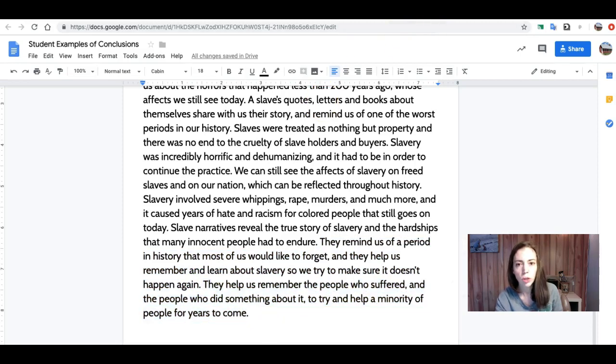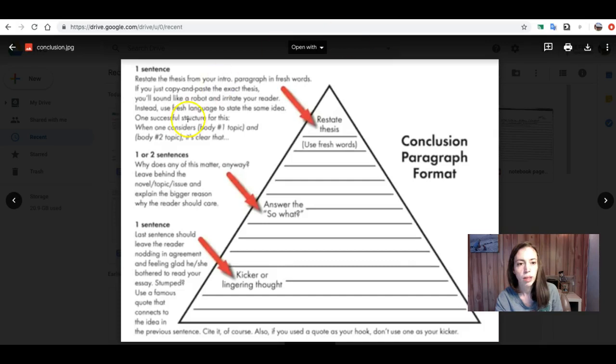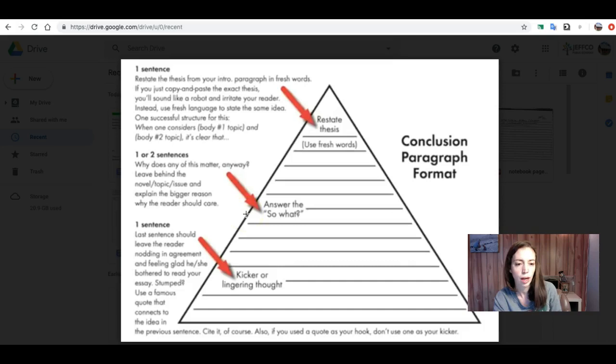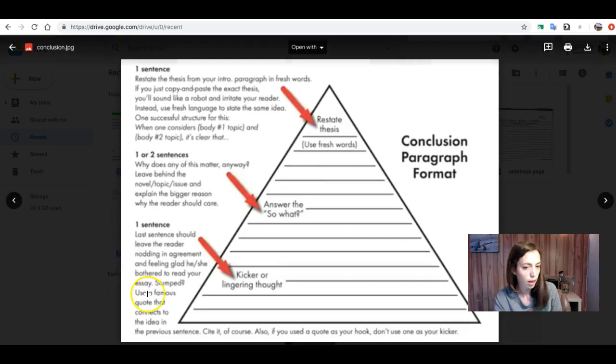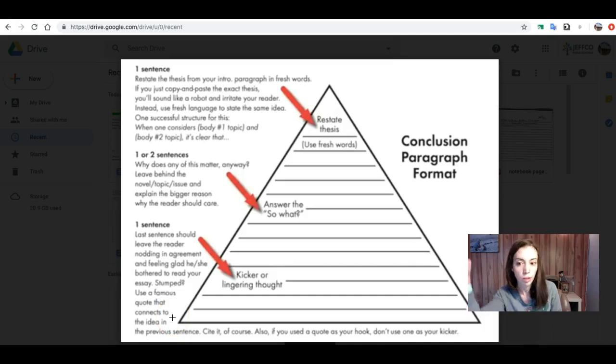So as you guys are doing your conclusion, be thinking about this model and try it out. Try to restate your thesis. You can use this formula over here if you like. Why not? Try it. See how it sounds. Then have a few sentences that talk about the bigger issue here of why we should really care. Recap a little bit on what you talked about in your paper. And then we have a lingering thought. See if you can come up with some kind of a final statement that's kind of like one of those mic drop moments. See if you can do that.